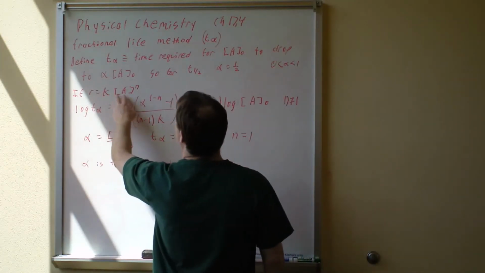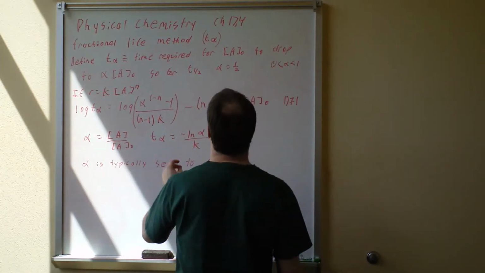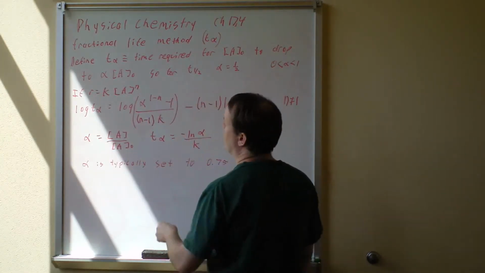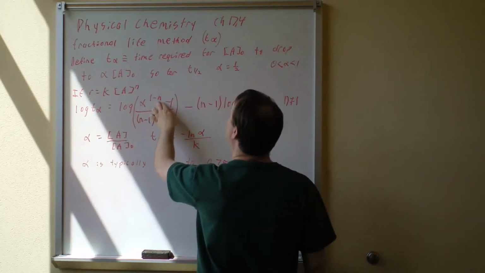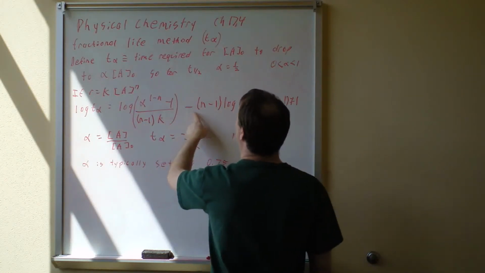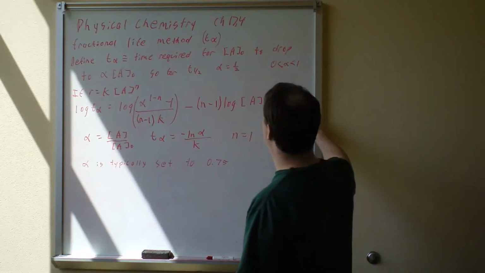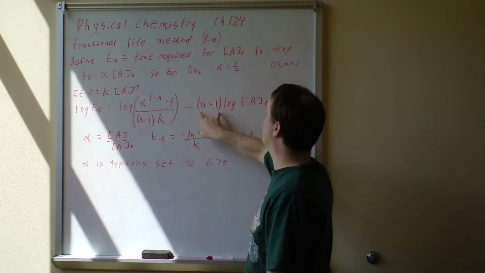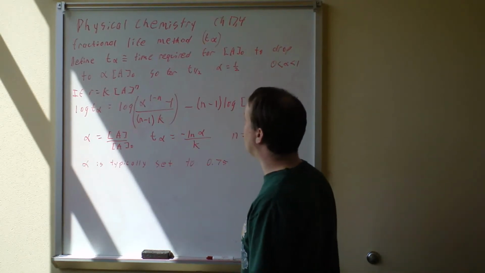So if R is equal to K times the initial concentration of A to the N, you take the log, just like we did before, but instead of T 1/2 it's T alpha. So we get the log of T alpha equals log of alpha to the 1 minus n, minus 1, over n minus 1 times K, minus n minus 1 times log of A naught, n not equal to 1. So you can graph it and determine the order just like we did for the half-life.